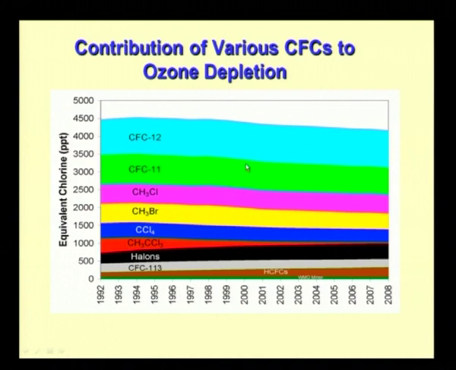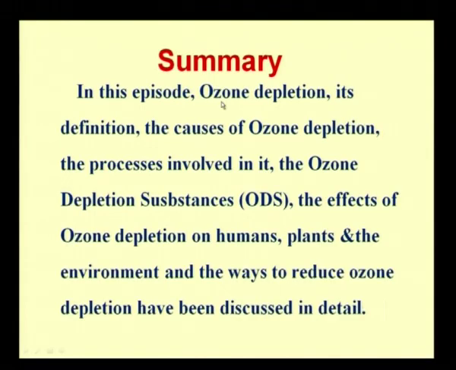And now, let us have a conclusion. So, in this episode we have discussed ozone depletion, its definition, the causes of ozone depletion, the processes involved in it, the ozone depleting substances, ODS, the effects of ozone depletion on humans, plants and the environment, and the ways to reduce ozone depletion. All have been discussed in detail.